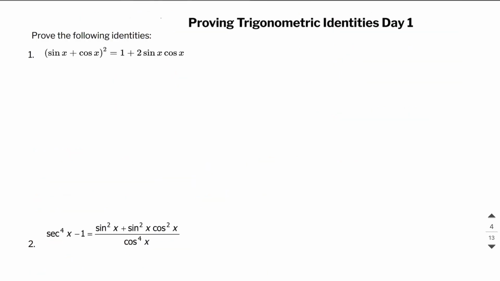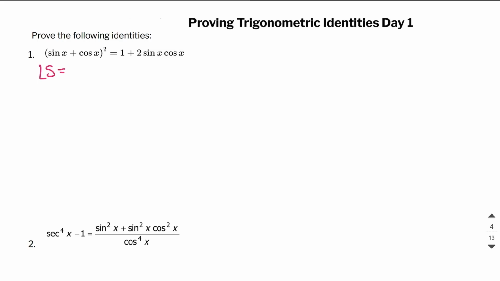So let's take a look at this right here. Our goal is to get the left side to look like the right side. Sometimes we're going to do everything to the left side. We're going to rewrite it in an equivalent way. Sometimes we're going to rewrite the right side. Sometimes we're going to do a little bit of both until we get to a point where they're both going to be the same. Okay, so I'm actually going to take the left side here.